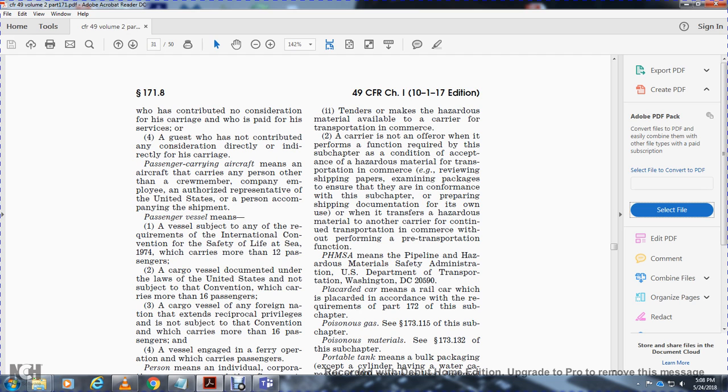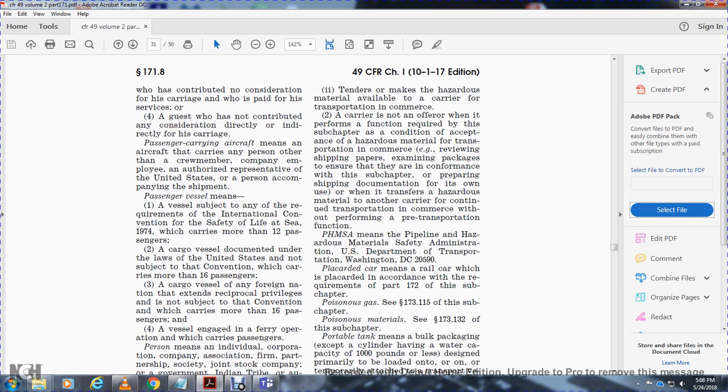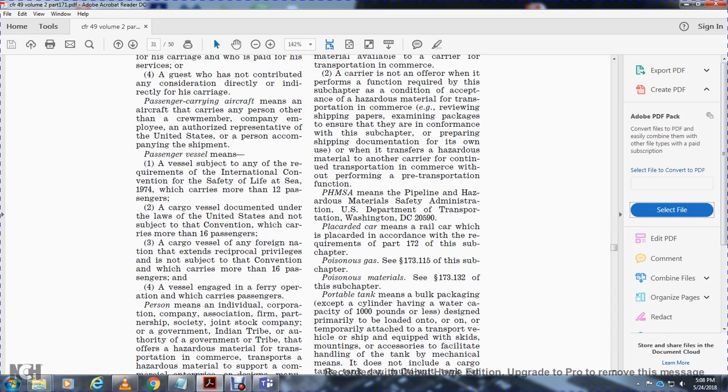PHMSA means the Pipeline and Hazardous Materials Safety Administration, U.S. Department of Transportation, Washington, D.C. 20590. Placard means a rail car placard that incorporates the requirements of Part 172 of this subchapter. Poison gas, see 173.115 of this subchapter. Poison material, see 173.132 of this subchapter. Portable tank means a bulk packaging, except for cylinders having a water capacity of 1,000 pounds or less.